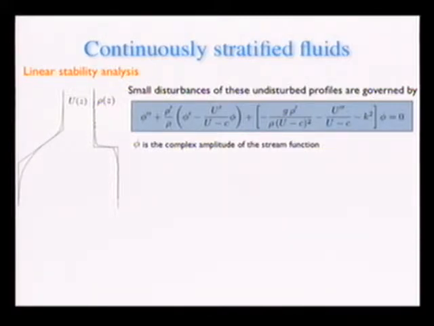So linearizing the equations around this equilibrium will give you this governing equation, okay? So phi is the stream function, rho is the density stratification, U is the background velocity, and c is the phase velocity, and k the wave number. Okay, very well.